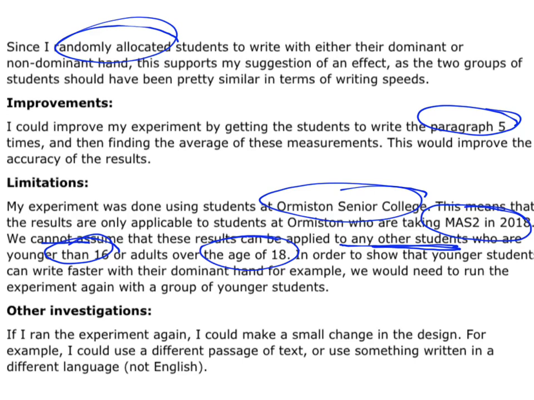So if I wanted to show that younger students can also write faster with their dominant hand, then I would need to do that whole experiment again with younger students. Okay? Other suggestions for other investigations? I can make a small change. So for example, I could use a different passage of text, or I could have something written in a different language. So I could change the experiment around a little bit.